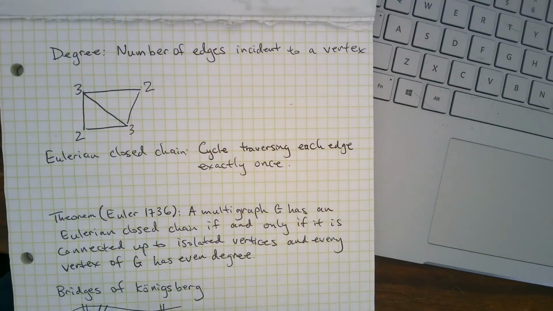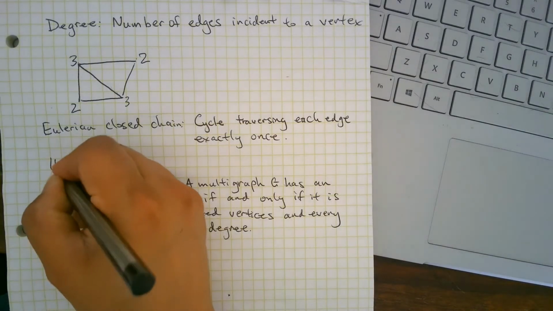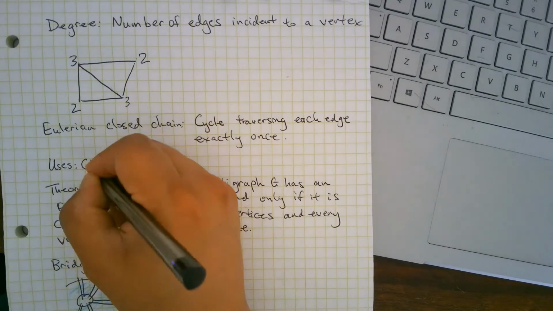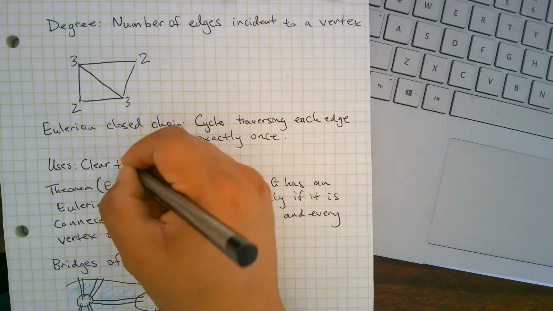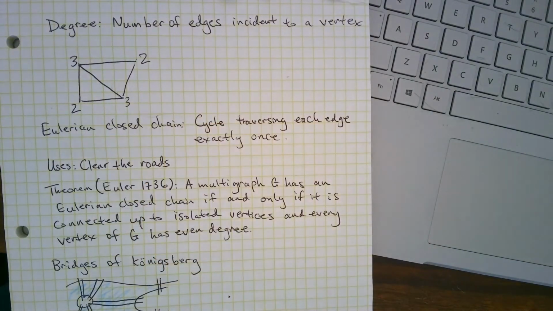An Eulerian closed chain is a cycle that traverses each edge exactly once. So we have to start and end in the same place, and we have to go along each edge exactly once. What are the uses of that? Well, in real life, we might want to clear the roads of snow. Probably only twice a year in Seattle, but in other places we would do it more.